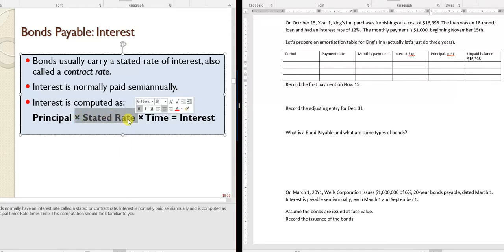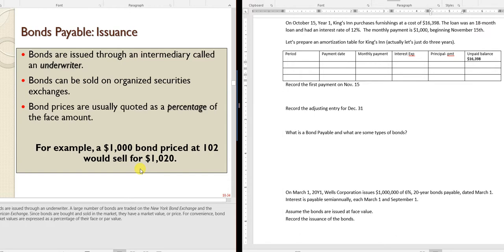But an important thing to note here is the stated rate, and these are printed on the bonds. So what happens if between the time the bonds were printed and the bonds were issued, the interest rate has changed? Or what if I want to sell my bond to somebody else and the market rate of interest has changed? The way we adjust for that is we sell the bonds either cheaper or more expensive depending on what the market rate of interest is. So here's all your information.